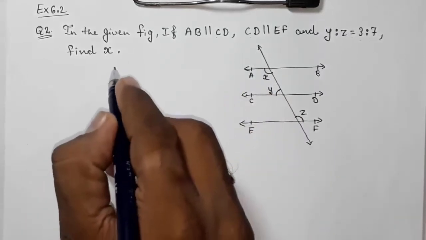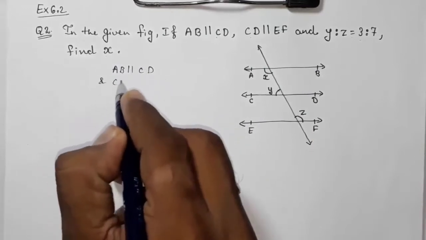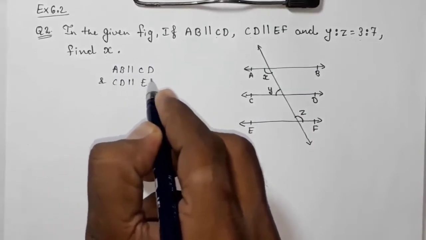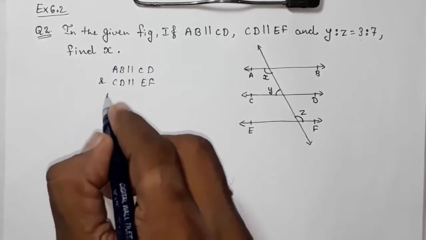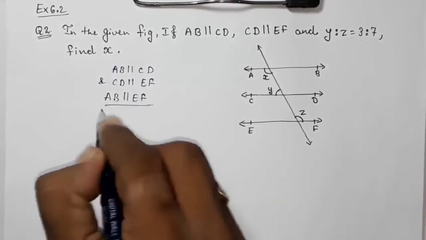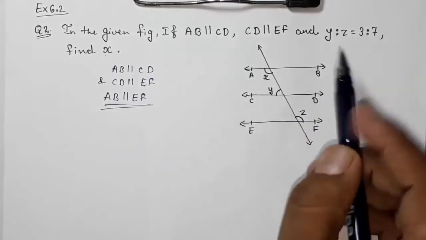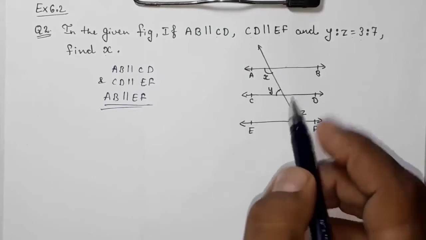Now they told us that AB is parallel to CD and CD is parallel to EF. So we can directly write down that AB is parallel to EF. Means these two lines are also parallel. Now actually why we made these two lines parallel, look here.